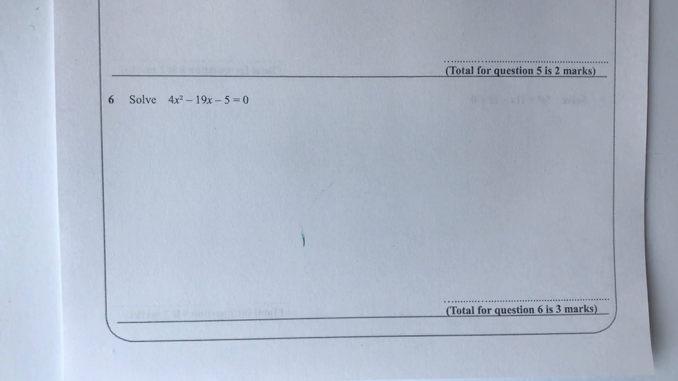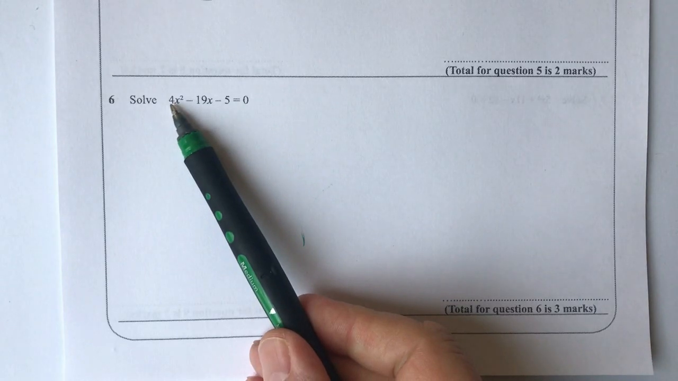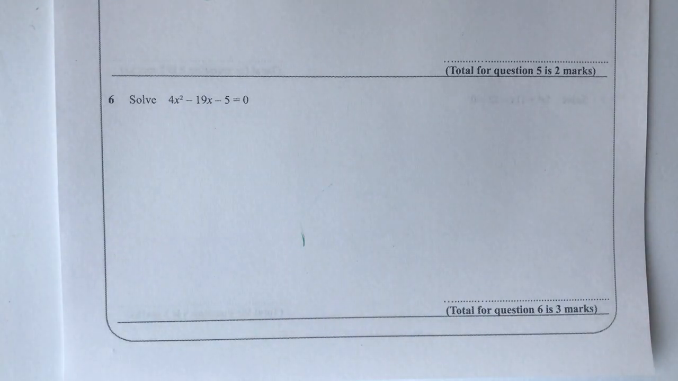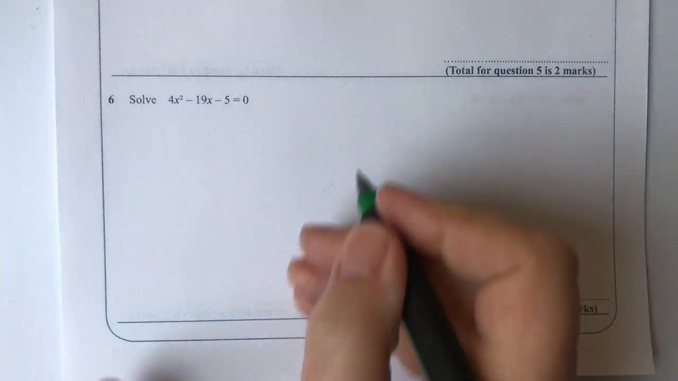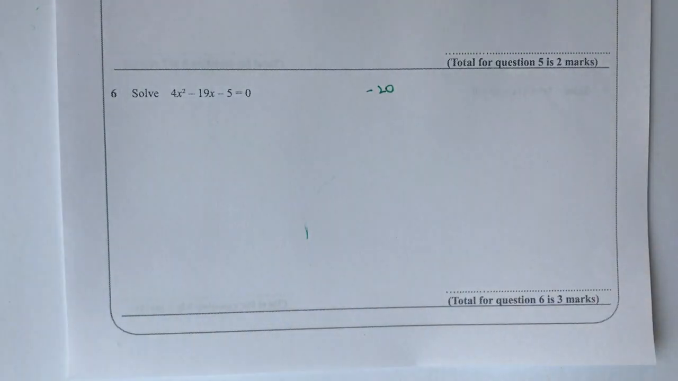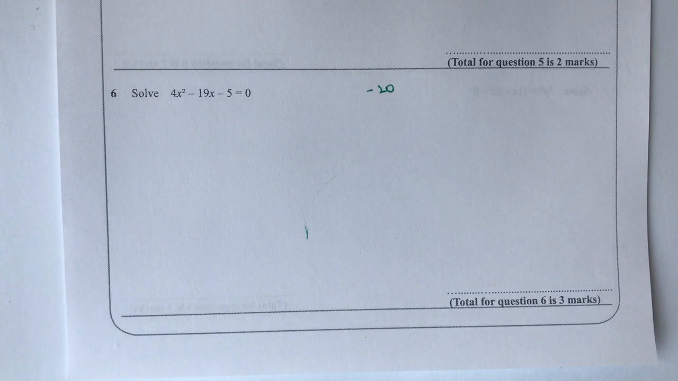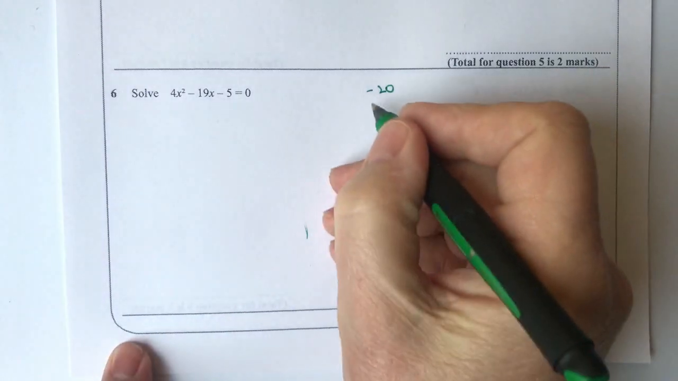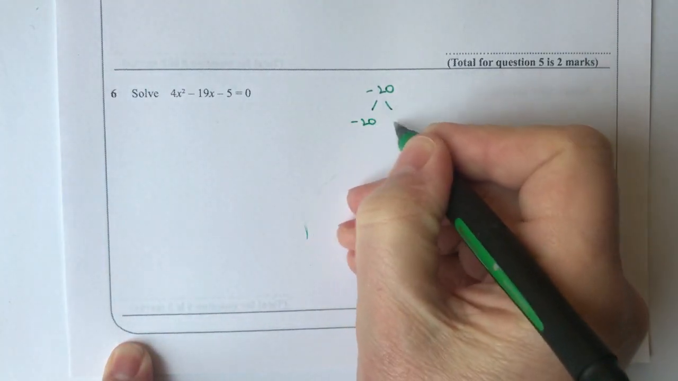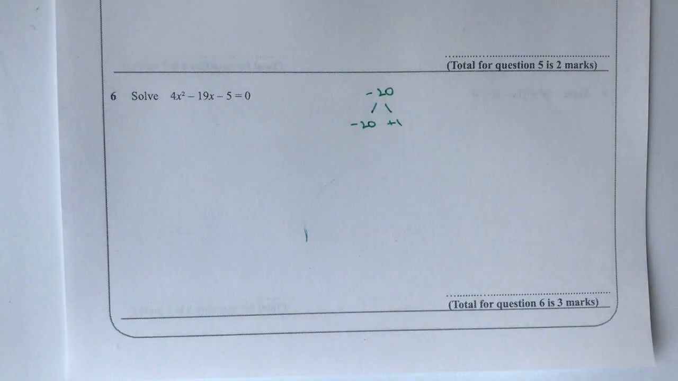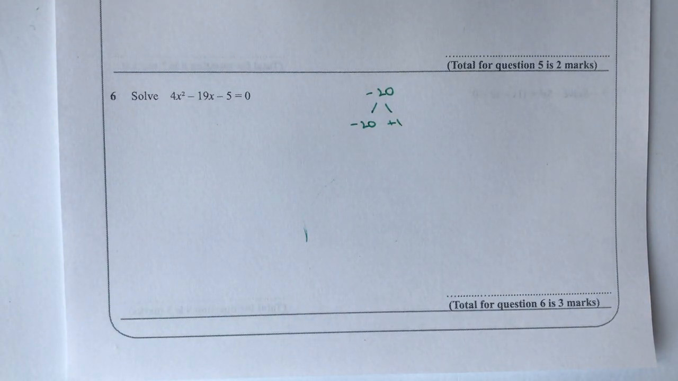The whole idea is we take 4 and minus 5 and multiply those two together. In this particular case, I'm going to get minus 20 because 4 times minus 5 is minus 20. Then what I'm looking for is two numbers which are factors of minus 20 and when I add them together will make minus 19. The only two numbers that would work are minus 20 and positive 1, because those are factors of minus 20, and when I add minus 20 and plus 1, I'm going to get minus 19.